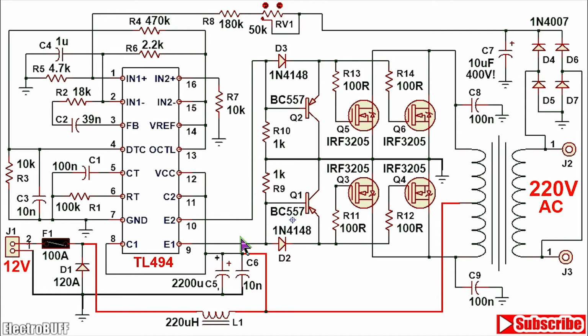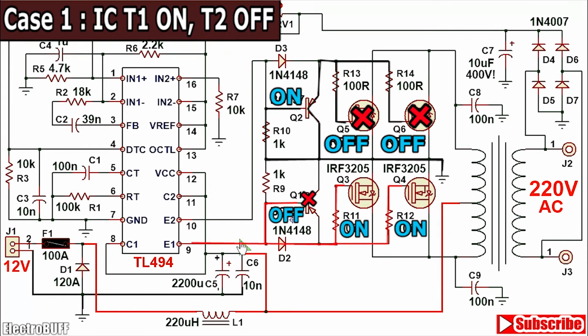Let's assume in the first case that you have a high output at pin 9 and a low output at pin 10. The transistor Q2 will be on because it's PNP and its gate is pulled down to ground by the resistor R10.